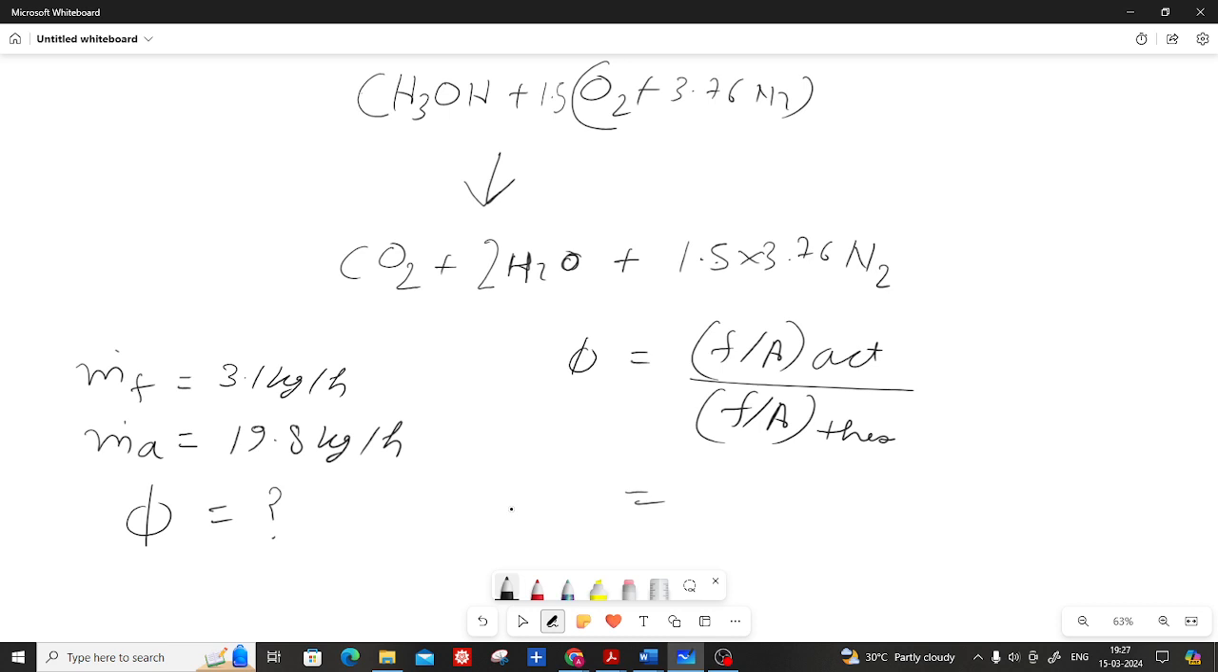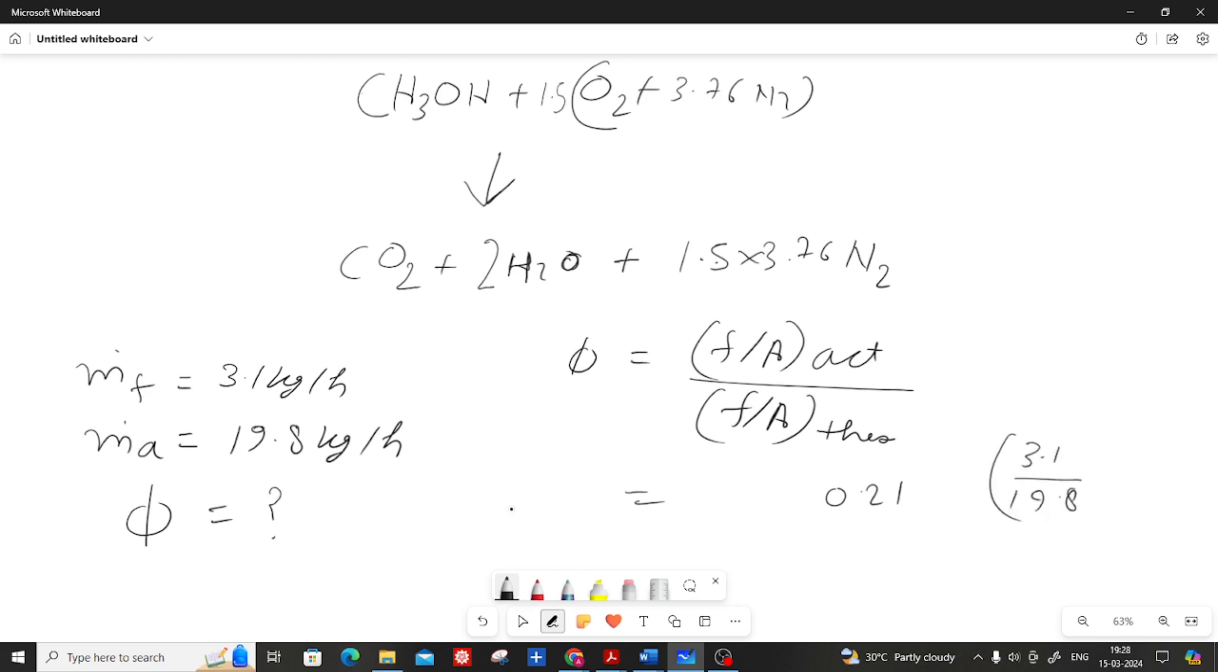Sir, 0.21? No, no, no. May I know how did you get this value? It won't be 0.21. Sir, actual mass flow rate is 3.1 upon 19.8. Yeah, 3.1 is fuel, 19.8 is air.